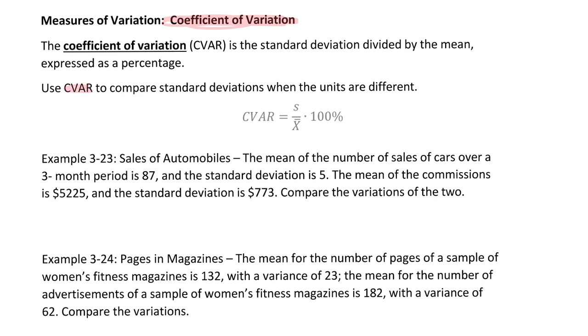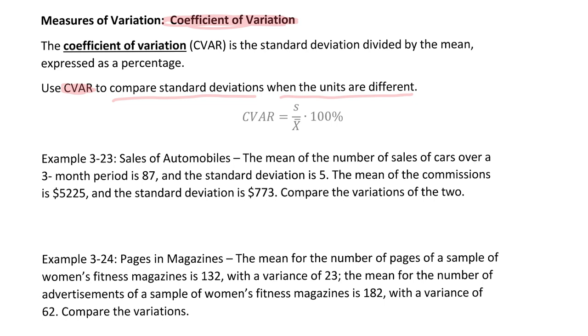So we can use CVAR to compare standard deviations when the units are different. Okay, so we're taking that standard deviation, we're going to divide it by the average, and then we're going to multiply it by 100 to get a percent. So we're going to do a few examples together.